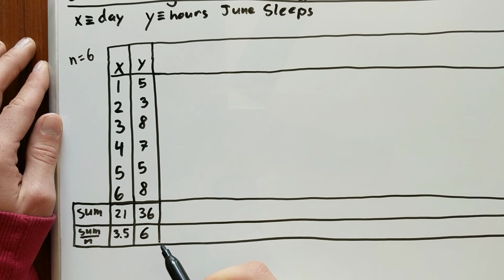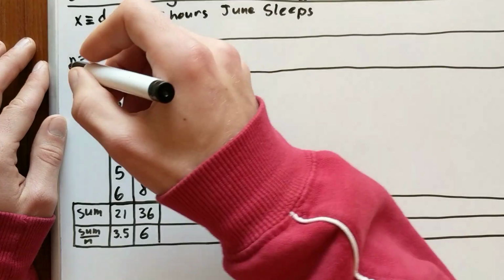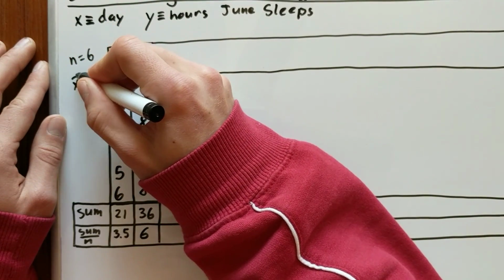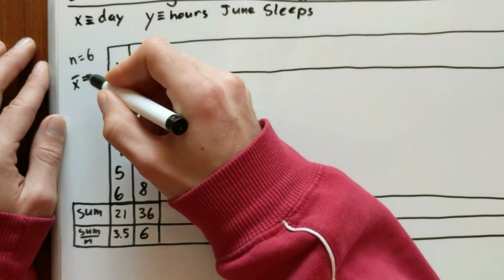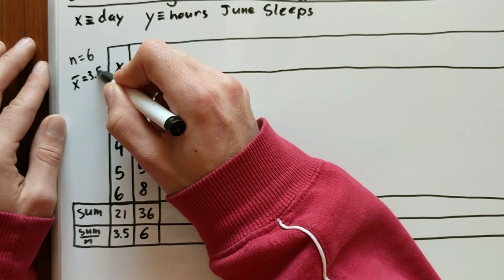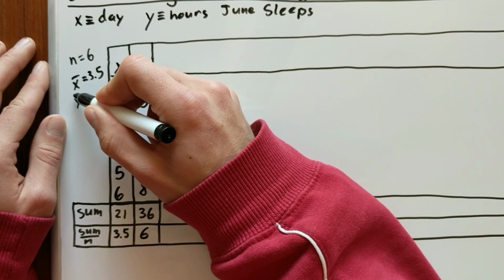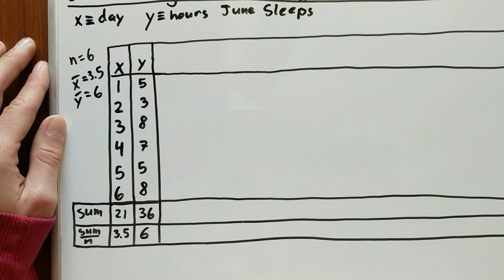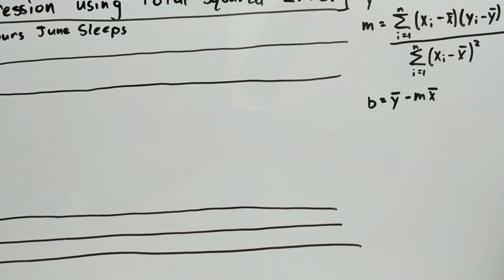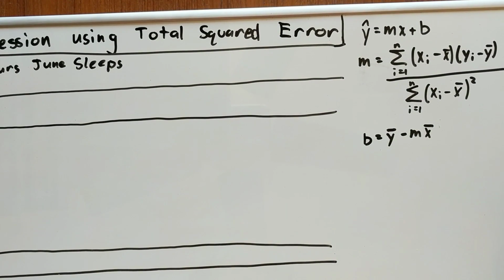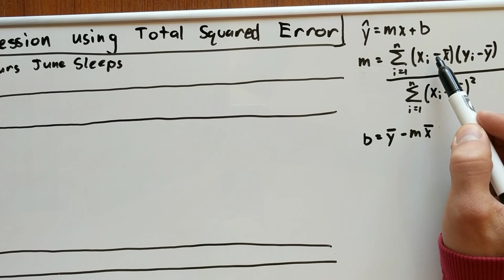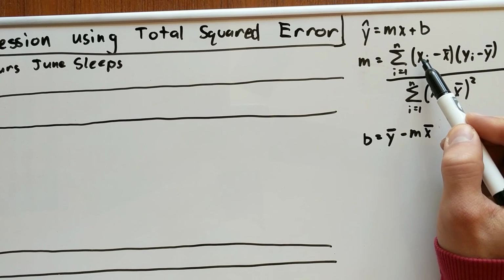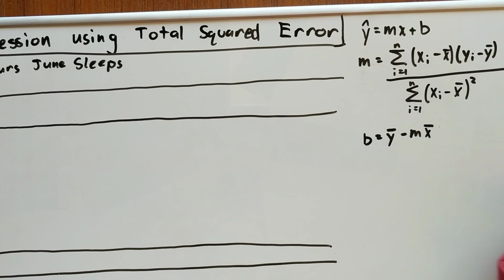Great. So x bar is equal to 3.5. That's the average of x. Y bar is equal to 6. That is the average of y. Then the next part of our equation is we're going to, for each data point, calculate xi minus x bar.